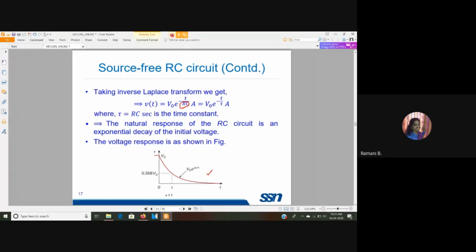The initial voltage will be dying out after around 5 time constants. You could actually try plotting this. That is, consider t equal to 1 tau, you will have 0.368 V0. Then for 2 tau, the value will go further less. Almost around 5 tau, you will get the value to be very minimum.